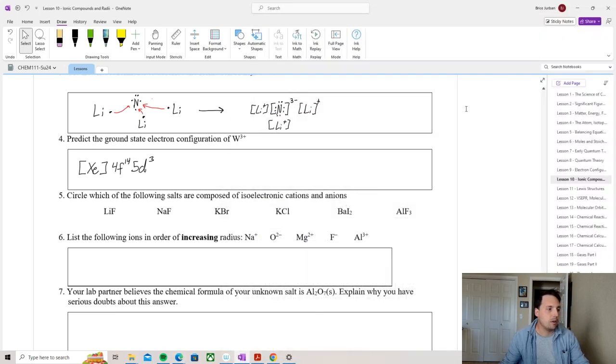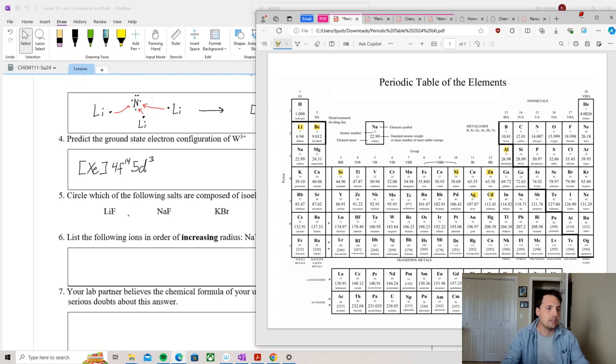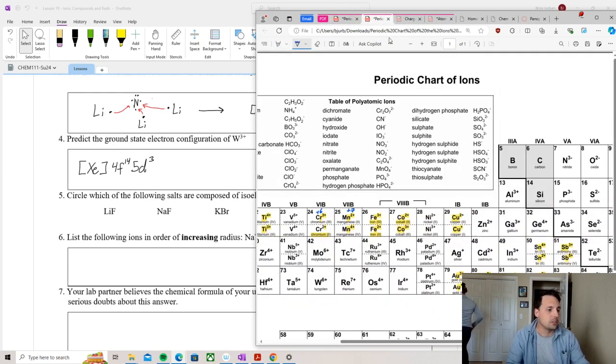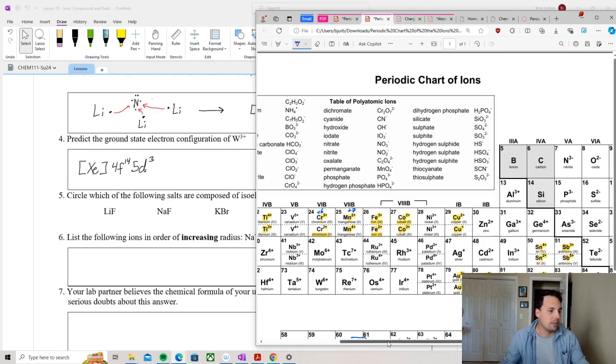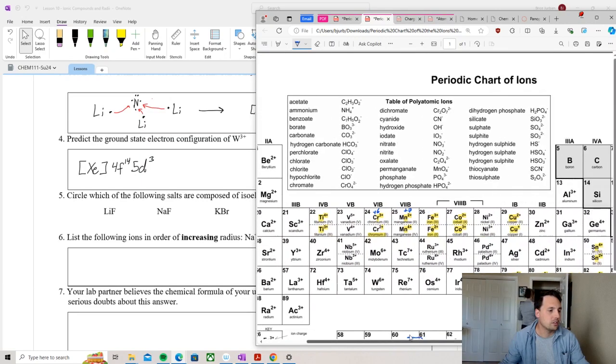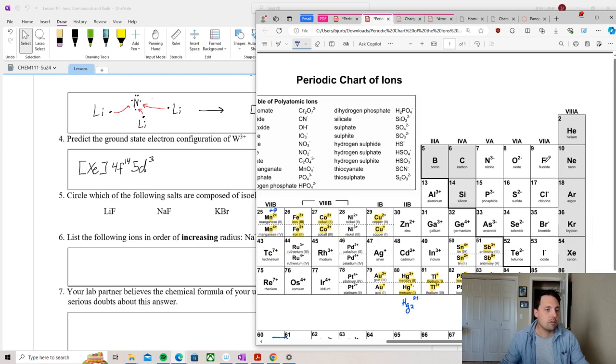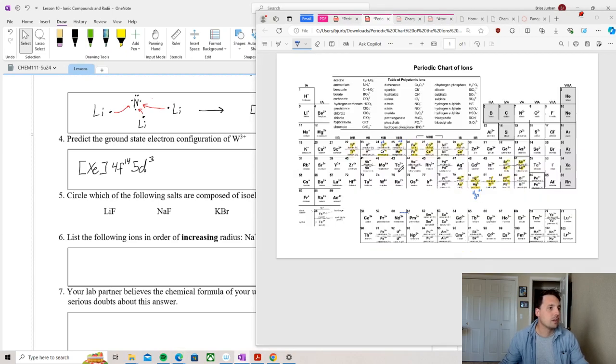The next question asks about isoelectronic cations and anions. This is cations and anions that have the same number of electrons. Let's start with the first example of lithium and fluorine. Lithium has 3 protons and fluorine has 9 protons. When we form the most common charges of lithium and fluorine, we'll get lithium plus, which will have 1 less electron, and fluorine minus, which will have 1 more electron.